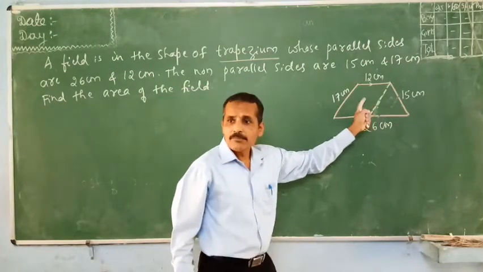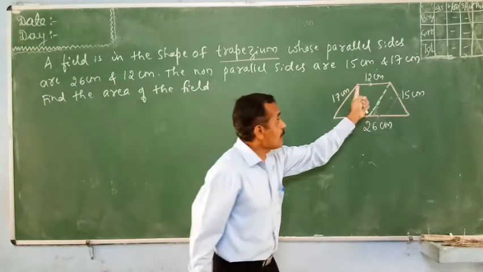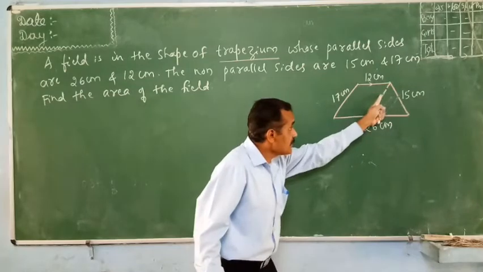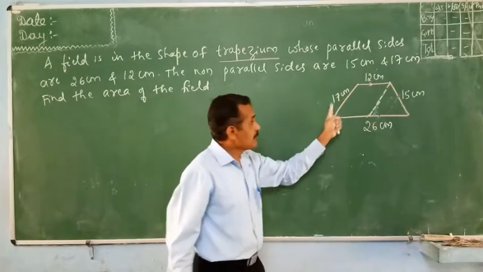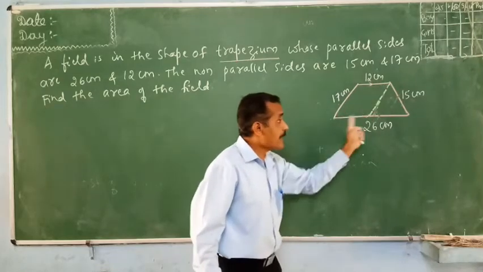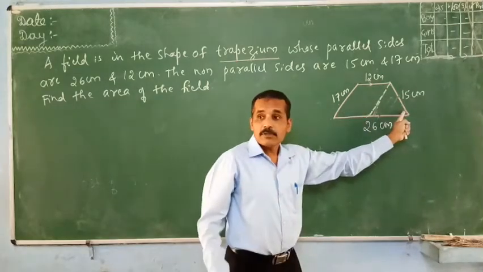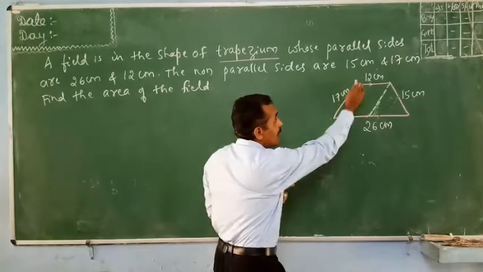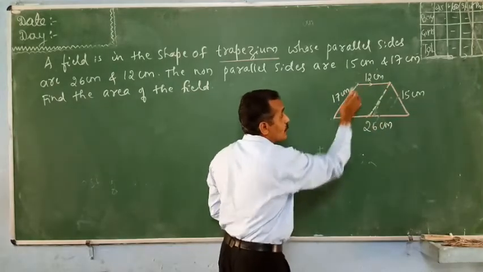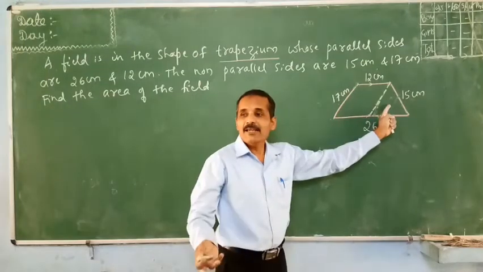Is it a parallelogram? Why? Because these two are parallel, and I have drawn this parallel to this. That means these two are also parallel. These two are parallel because it is a trapezium. Already they are parallel. And I have made these two parallel. So this is called a parallelogram. And this is one triangle.